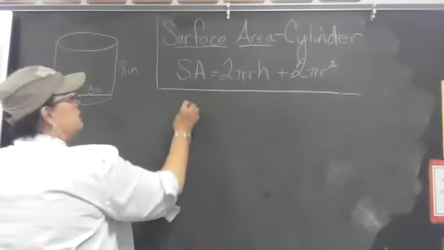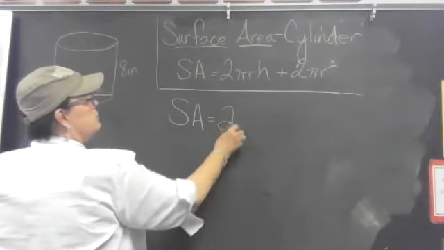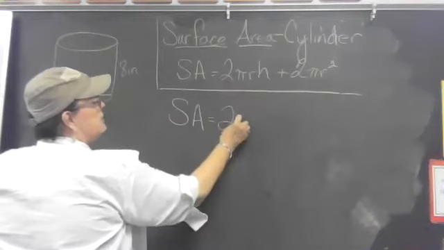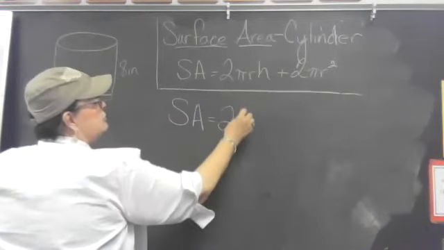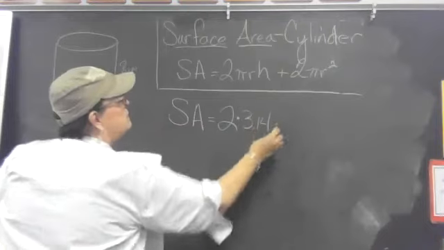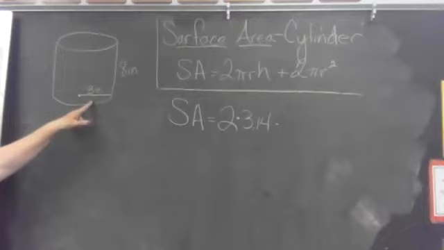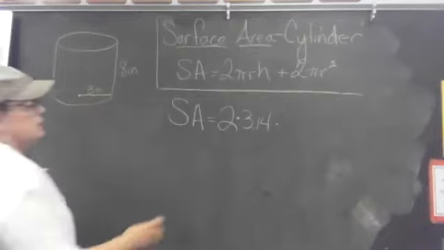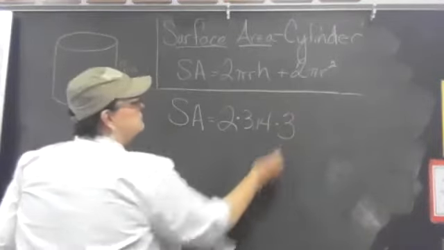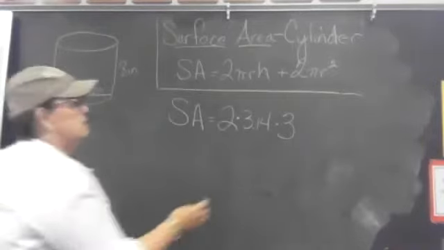We're just going to plug in numbers. So surface area. This is how we're going to work it. Surface area equals the 2. When things are crammed together, it's times. Our instructions told us 3.14 times the radius. In this picture, they did give us the radius, so we're going to use the number 3 times the height, which is 8.